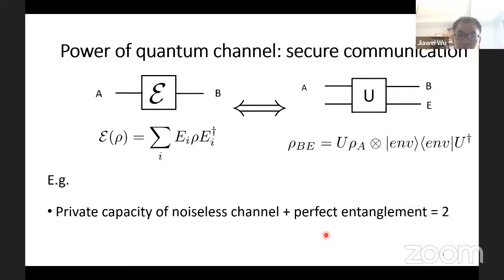Also, the intrinsic properties of a quantum channel provide us the power of secure communication, since a quantum channel can always be treated as an interaction between the state and the environment. For example, the private capacity of a noiseless channel and a perfect entanglement is exactly 2.